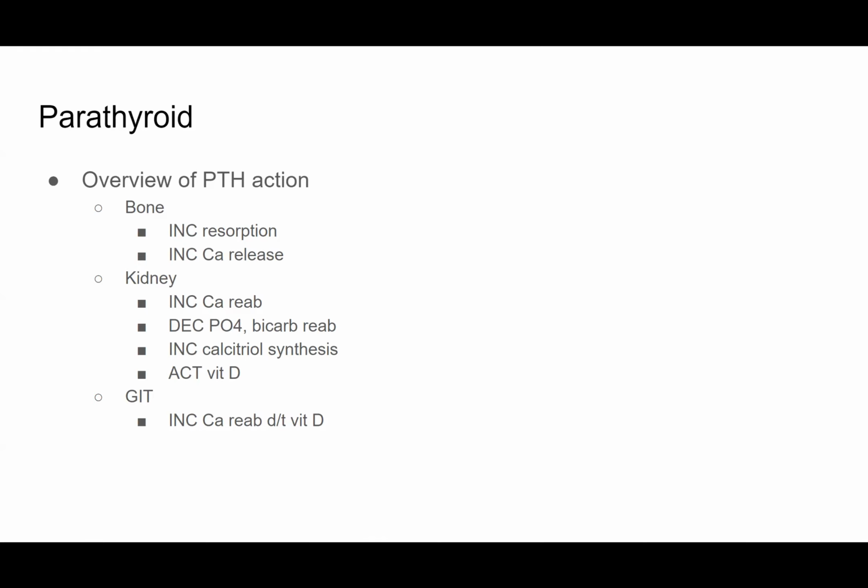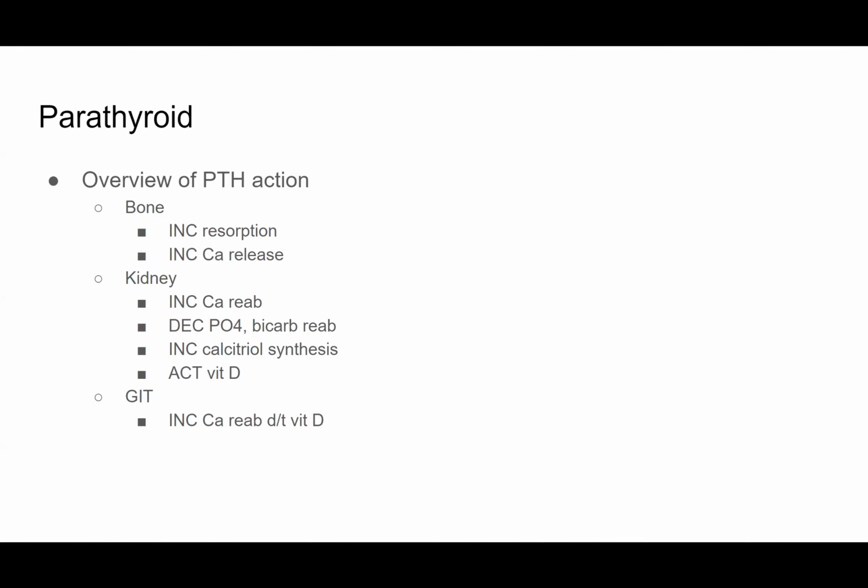So parathyroid hormone is secreted to maintain calcium levels. Again, calcium is another thing where if you screw it up really badly, you're very quickly going to see negative effects. So bone increases reabsorption and calcium release. At the level of the kidney, you increase calcium reabsorption, and then you decrease phosphate and bicarb reabsorption, increase calcitriol, and you activate vitamin D. And then the vitamin D is going to increase calcium reabsorption. So essentially, it's going to increase everything except the bicarb and phosphate absorption at the level of the kidney.